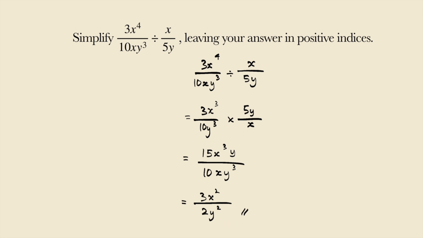Okay, then my favorite move is to handle the numerators first. 3 times 5 is 15, x cubed stays, y stays, 10x y cubed. Okay, now focus 15 and 10, coefficients. Divide both by 5, you get 3 and 2. X cubed and x, that becomes x squared as the numerator. Y and y cubed becomes y squared as the denominator. And this is in positive index, and that's the answer.